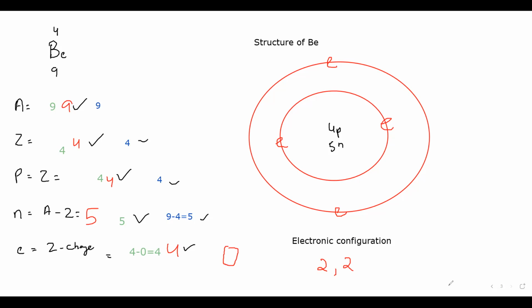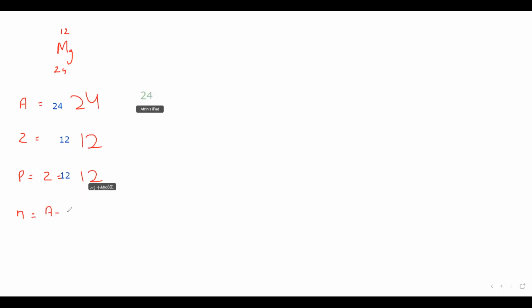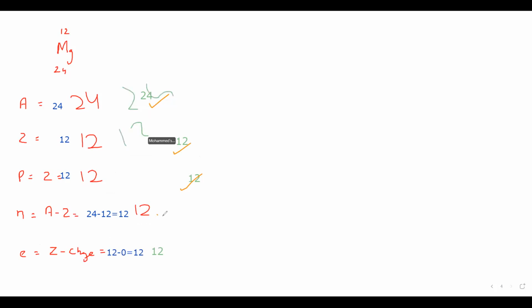Okay, so moving on to another example. We have magnesium, which is 12 and 24. I want everyone to use the screen annotation to complete this: A, Z. Those who are not able to use the screen annotation can use the chat to state the answer. This is Z. So when we check, A is 24, Z is 12, P is 12, that's right. N is 12. So all the numbers are 12. That's right, correct.